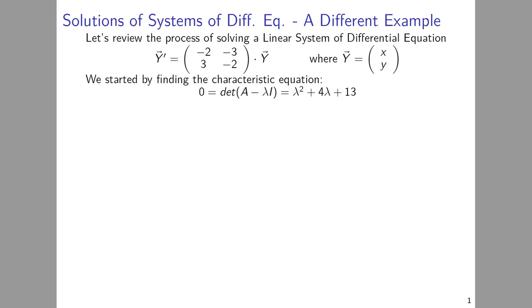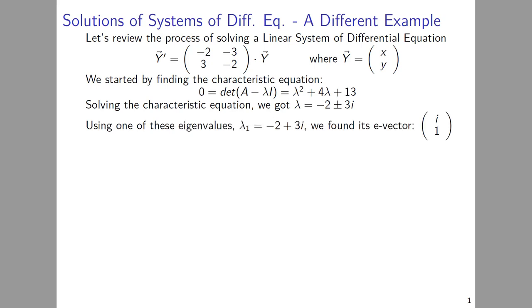This started out the same as all of the other examples that we've done. Where it was different is when we solved this characteristic equation, we got complex eigenvalues, -2 plus or minus 3i. So using one of these eigenvalues, and it didn't matter which one we picked, but we chose lambda 1 to be -2 plus 3i, we found the eigenvector v1.